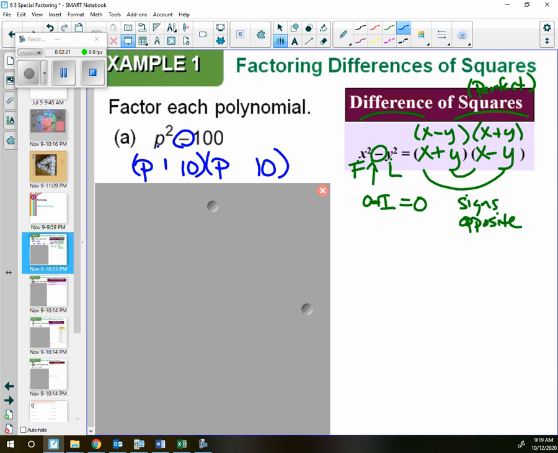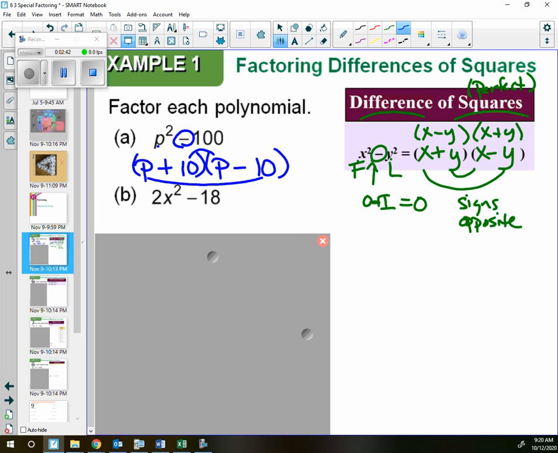The only way to get a negative when you multiply two numbers is to have one of each sign. Now, if you do FOIL, first, outside, inside, last, notice again the outside and inside. The outsides you get a negative 10, and the insides you get a positive 10. And we would add to 0, so there's no middle term there. We have no term for the outsides and insides because they added to 0. So that's difference of squares.